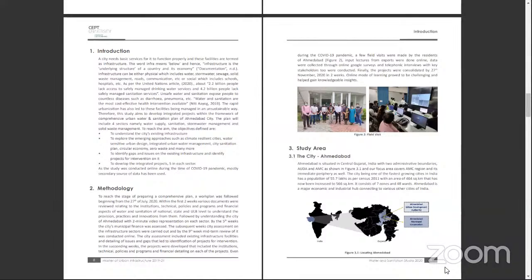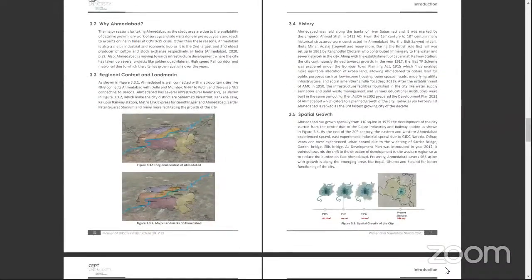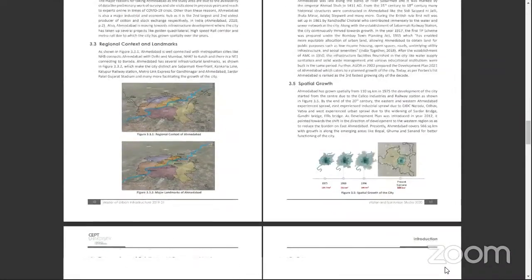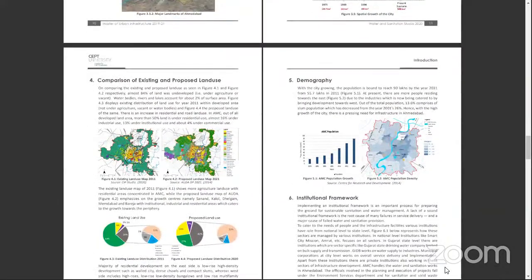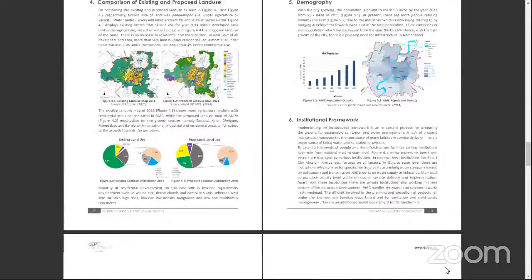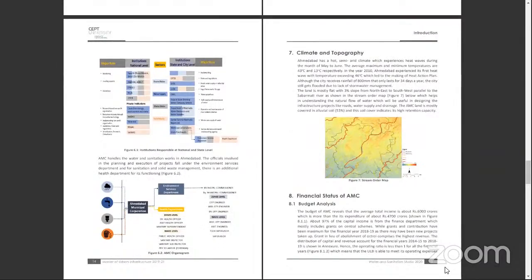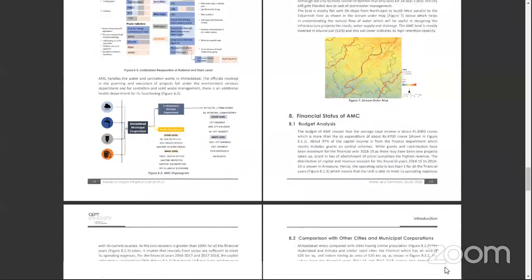By the fifth week, the city's municipal finance was assessed. In the subsequent weeks, the city assessment of the infrastructure sectors was carried out, and by the ninth week, a midterm review was conducted online. The city assessment included existing infrastructure facilities and detailing of issues and gaps that led to identification of projects for intervention. In the succeeding weeks, the projects were developed, including the institutional, technical, policy, and program, as well as the financial detailing on each of the projects.